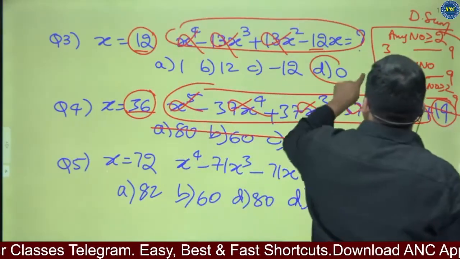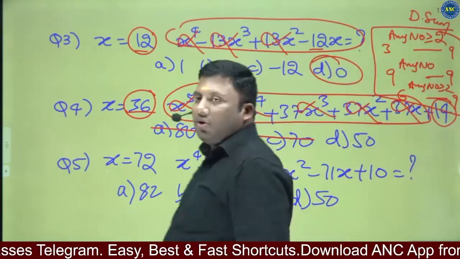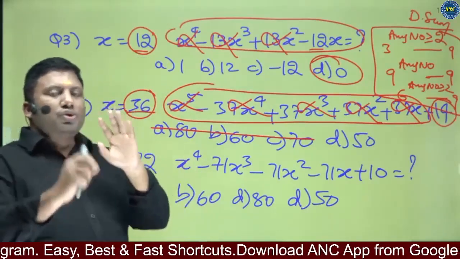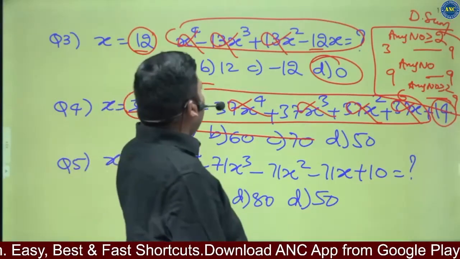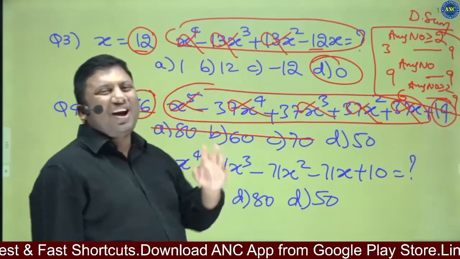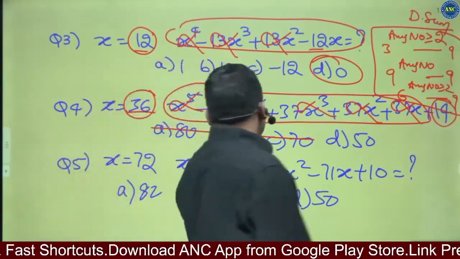Which option is representing 0? 0 means answer is perfectly divisible by 9. Within 2 seconds you can solve these questions. People do all these, 13 as 12 plus 1. All these are not required. Use your brain, sir. Right?